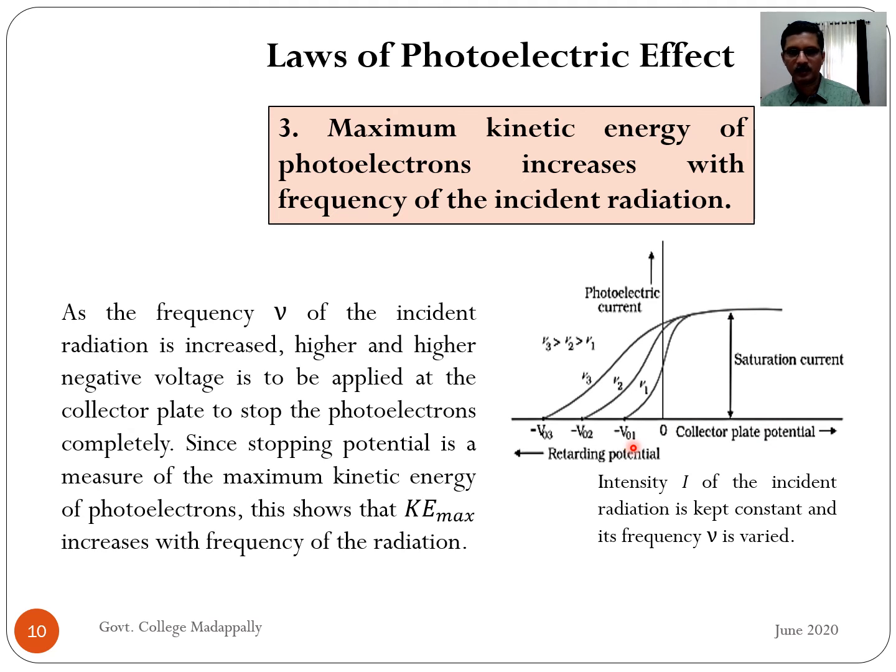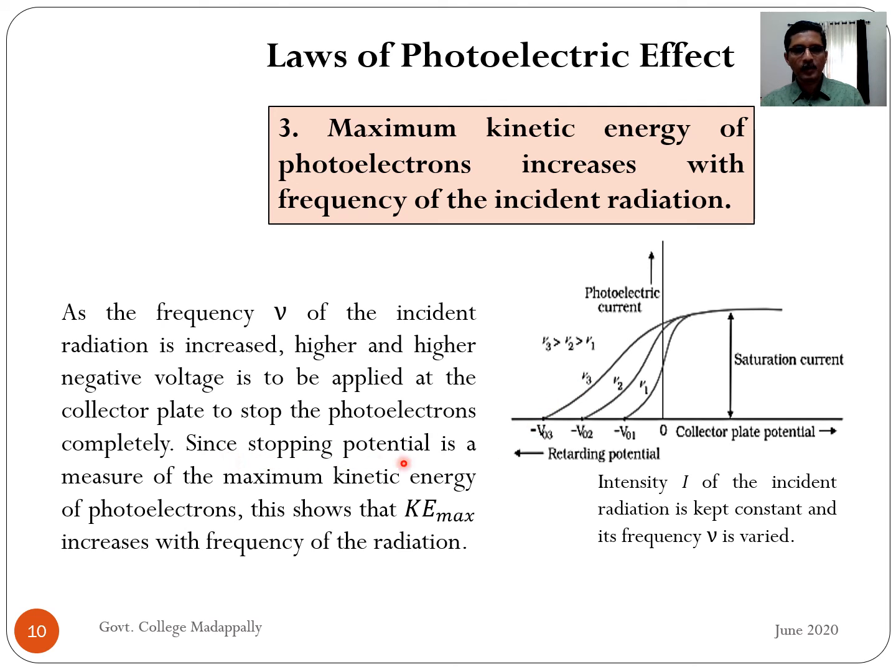Let us see here how we can explain this. As the frequency of the incident radiation is increased from nu1 to nu2 to nu3, what we see is that the stopping voltage has to be increased. Higher and higher negative voltage is to be applied at the collector plate to stop the photoelectrons completely. That means to make the photoelectric current zero, we have to apply V01 when the frequency is nu1. When the frequency is increased, we have to apply a higher stopping voltage. When the frequency is again increased, we have to apply a still higher stopping potential.